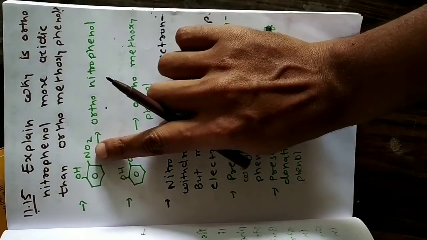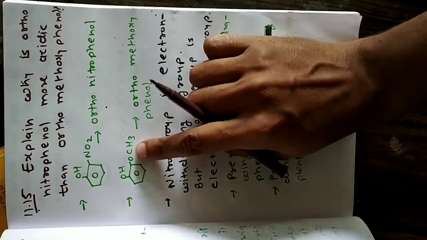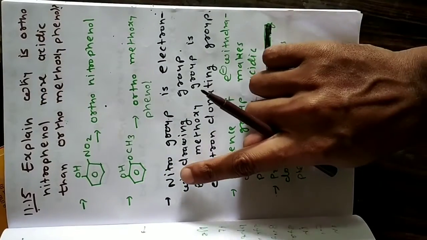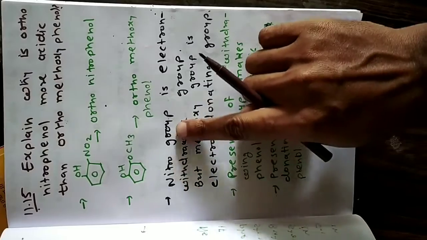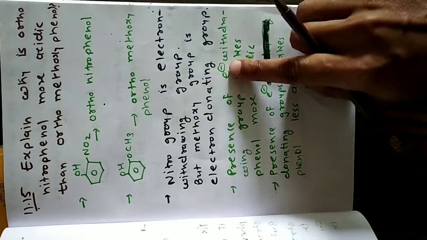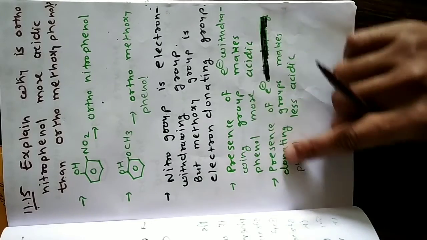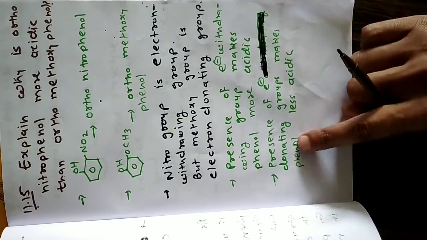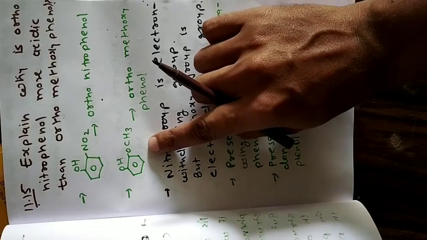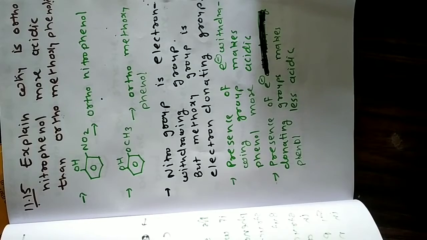Now nitro group is an electron withdrawing group, and methoxy group is an electron donating group. That is the difference between these two groups. So based on that we can write that nitro group is electron withdrawing group, but methoxy group is electron donating group. Presence of electron withdrawing group makes phenol more acidic, and presence of electron donating group makes phenol less acidic. So orthomethoxyphenol is less acidic than orthonitrophenol. That is the reason. Okay.